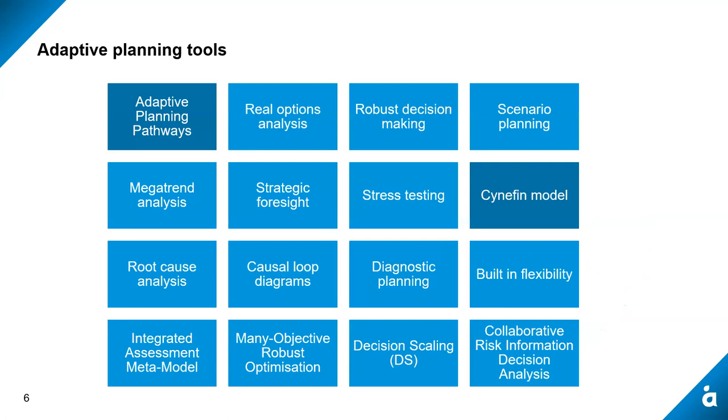This is by no means an exhaustive list, but I just wanted to touch on a few adaptive planning tools. We're going to discuss adaptive planning pathways in a bit of detail. That's one that we use quite a bit in adaptive planning. I've also touched on the Canevin model, but there are a number of other tools that we can use in adaptive planning. I guess the key thing to highlight here is that there's lots of different tools.